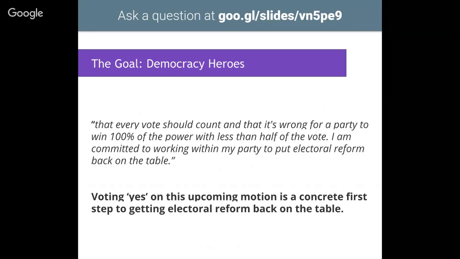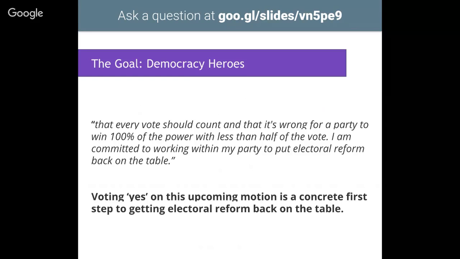So what does it actually mean to pledge to be a democracy hero? What we're asking, and the wording, is that every vote should count, and that it's wrong for a party to win 100% of the power with less than half of the vote. So the pledge is that I am committed to working within my party to put electoral reform back on the table. Voting yes on this upcoming motion is a concrete step to getting electoral reform back on the table. So we expect that our MPs who sign on to be democracy heroes will vote in favor and stand up for us in the House of Commons.